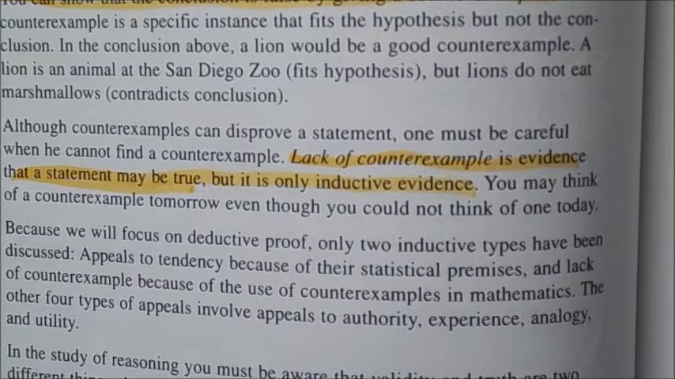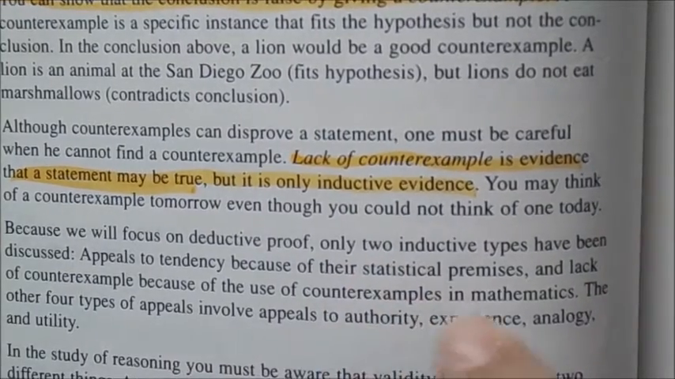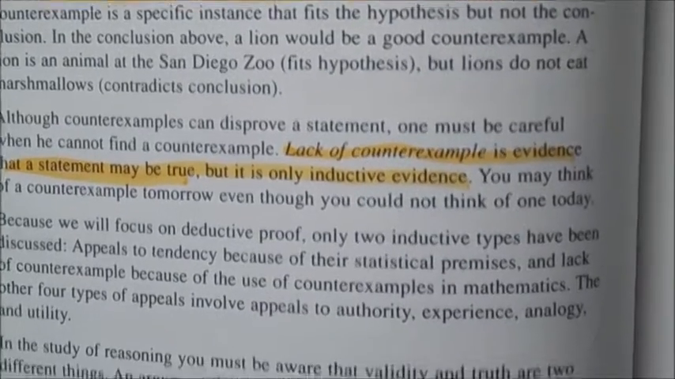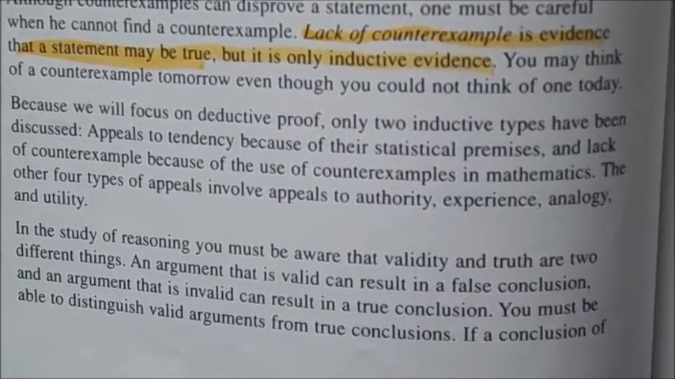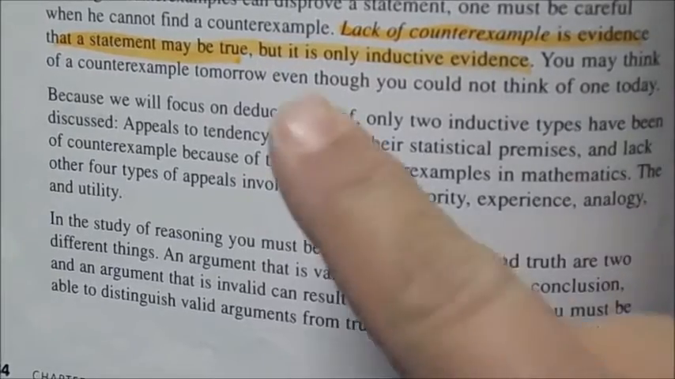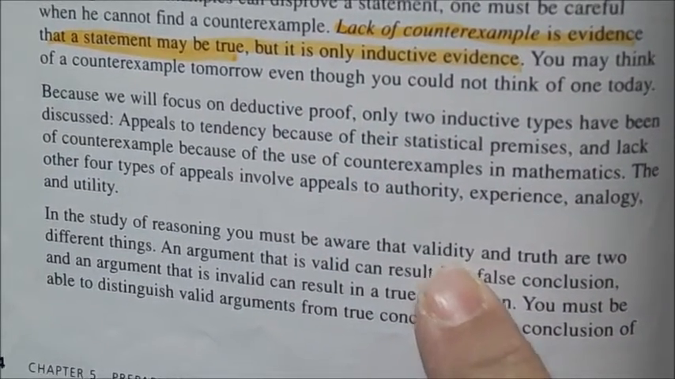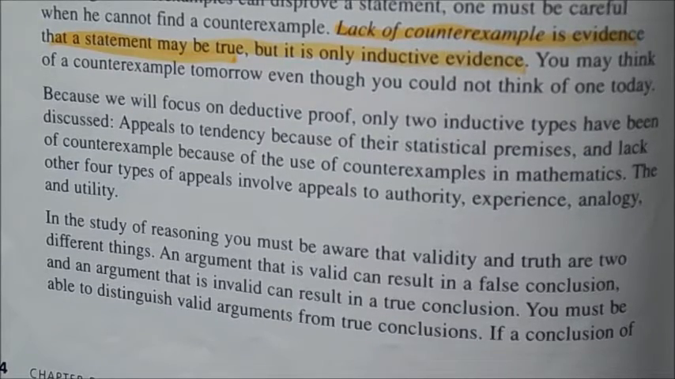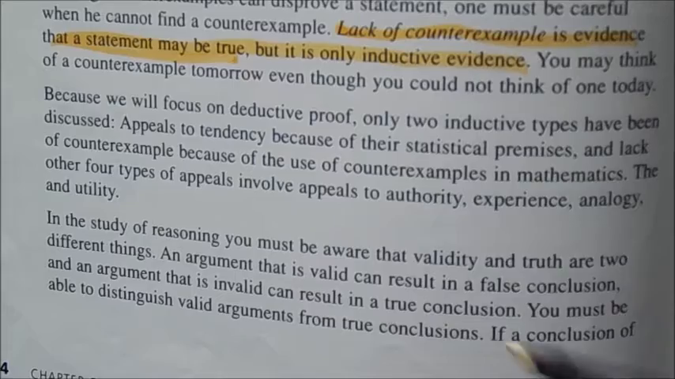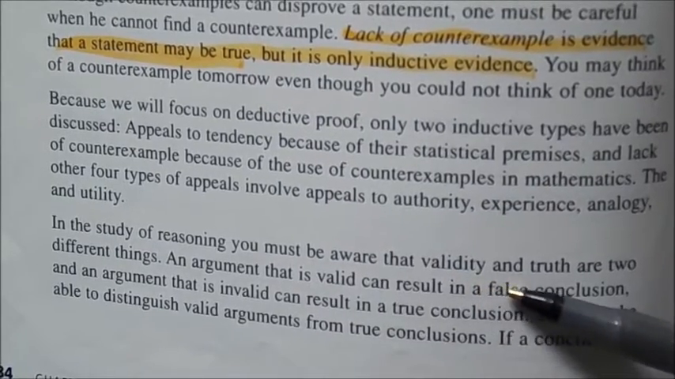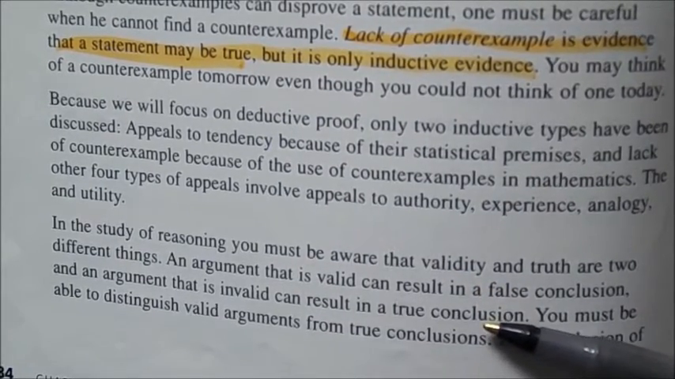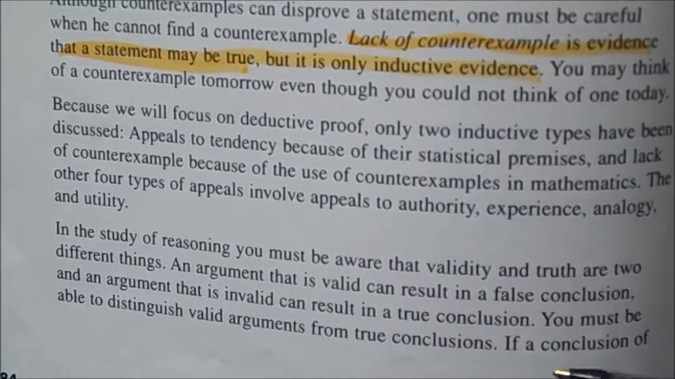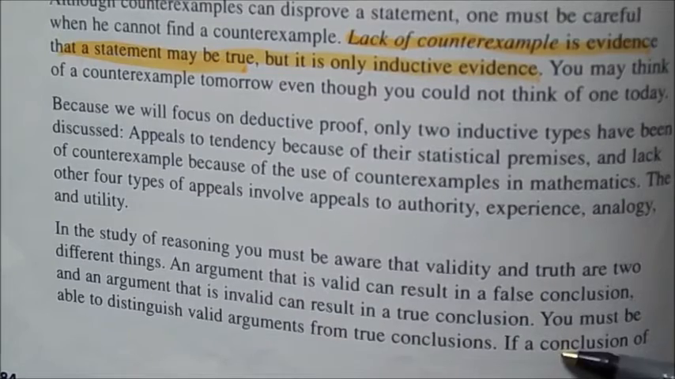The other 4 types of appeals involve appeals to authority, experience, analogy, and utility. In the study of reasoning, you must be aware that validity and truth are 2 different things. Remember, validity is logical reasoning from start to finish, and truth is, you know what truth is. They're 2 different things. An argument that is valid can result in a false conclusion, and an argument that's invalid can have a true conclusion. So you must be able to distinguish valid arguments from true conclusions.